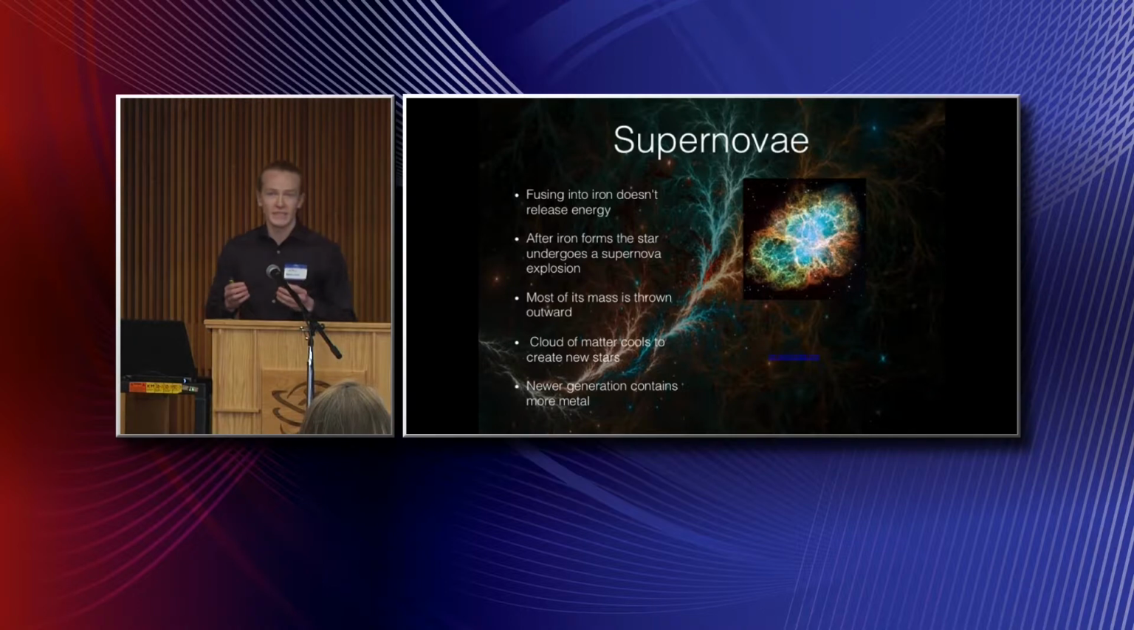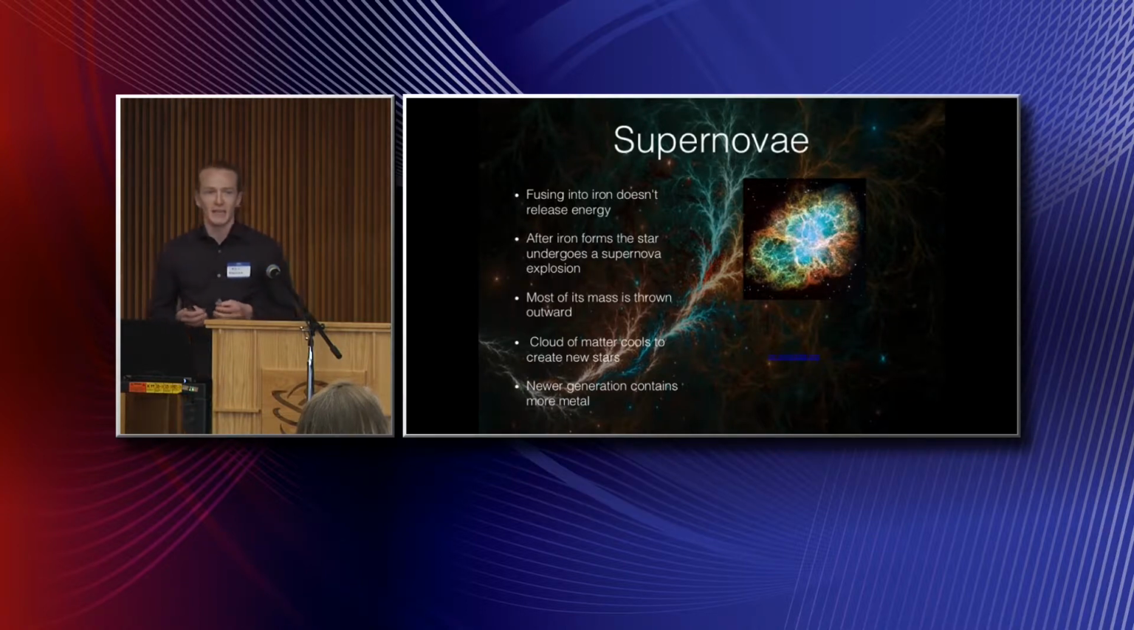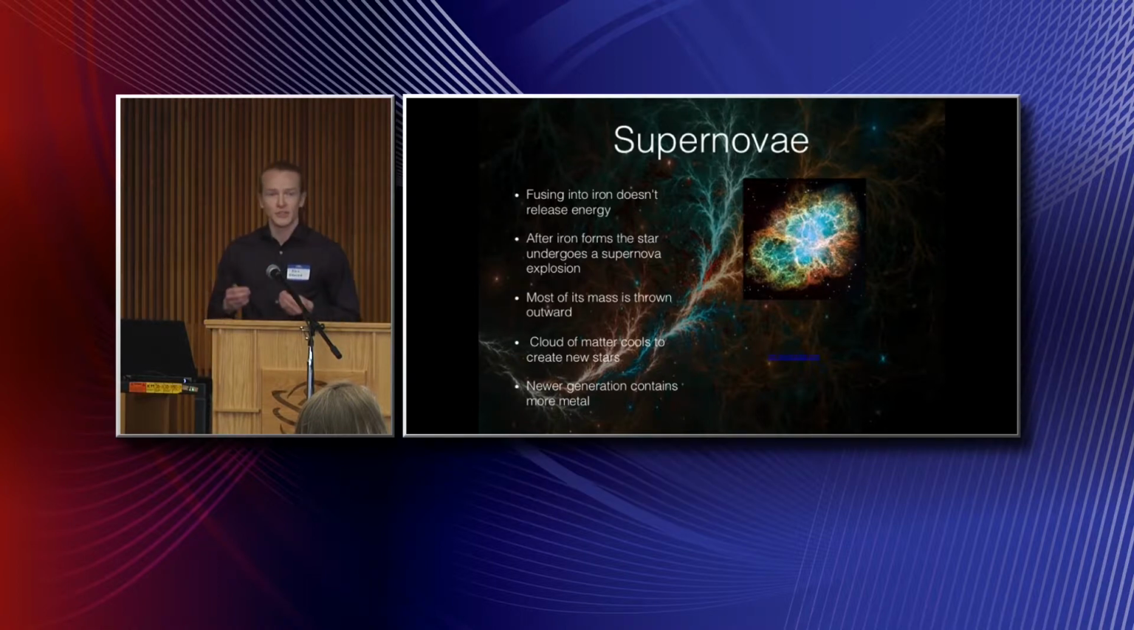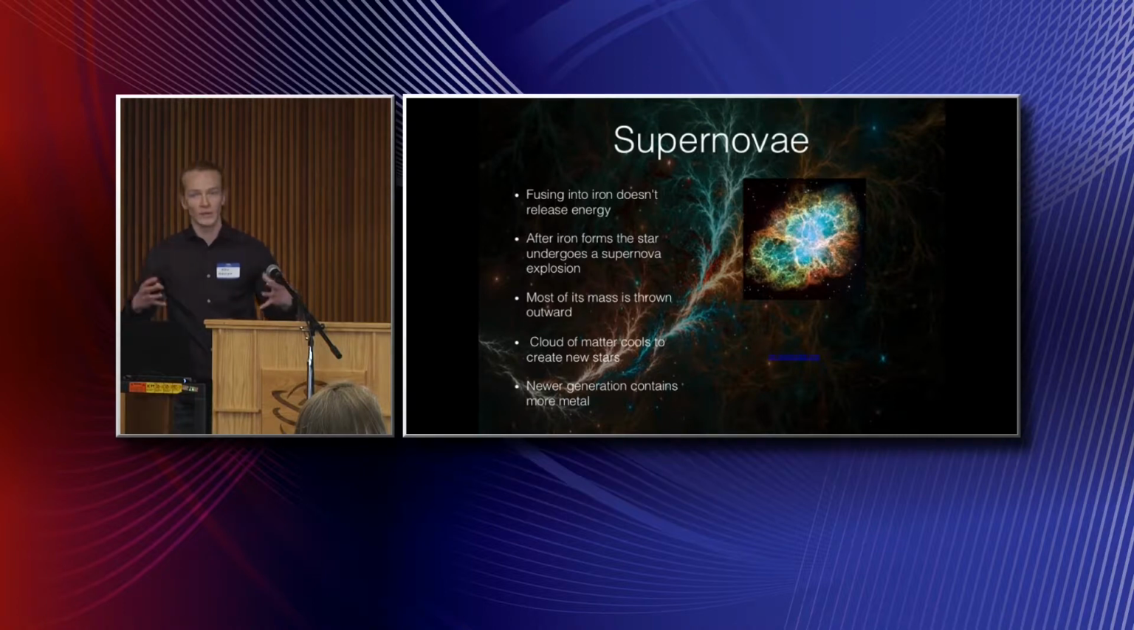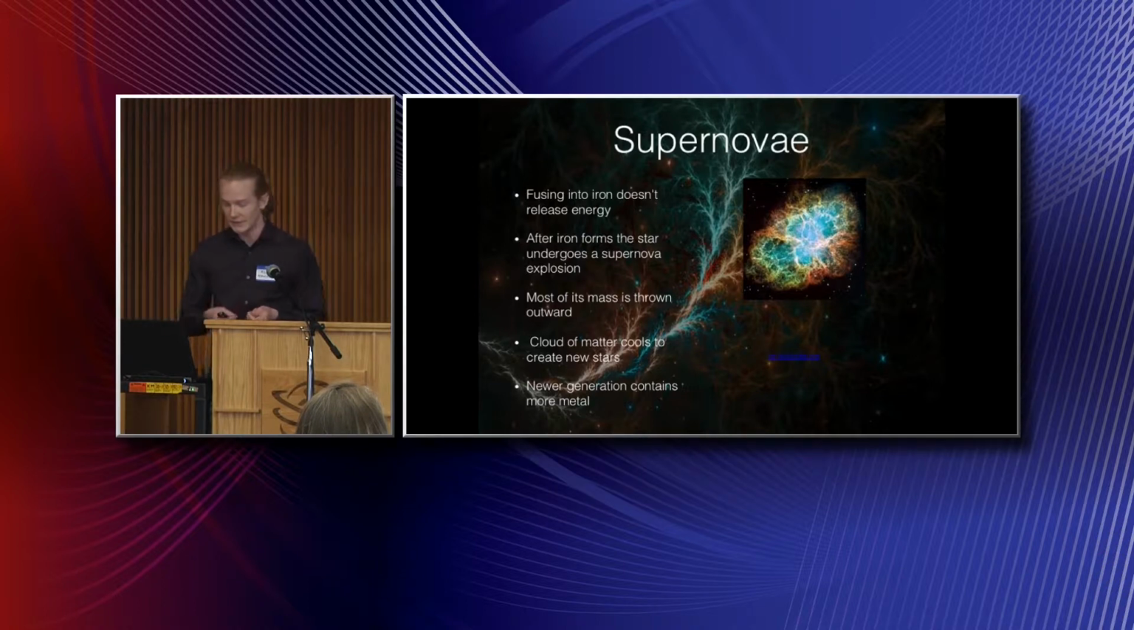However, when the star fuses atoms to create iron, this no longer releases energy, but instead it absorbs energy. And so when stars begin to fuse to create iron, they will eventually undergo a supernova explosion, throwing out most of their mass into the universe and either collapsing into a neutron star or a black hole. And this huge mass cloud will end up cooling and condensing, and it'll form new stars. And this newer generation of stars contains more metals than the previous generation, since it is formed from the remnants of the previous star.